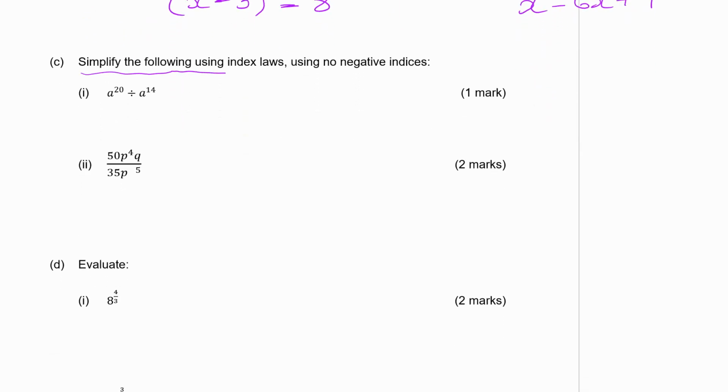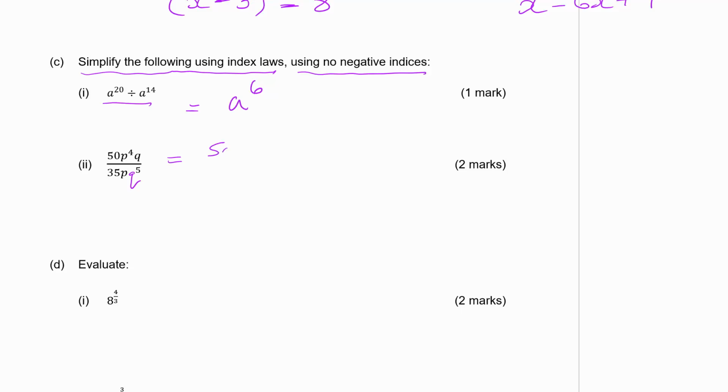Simplify the following using index laws, using no negative indices. So I've got a to the 20 divided by a to the 14, and in this situation we subtract indices. So that gives me a to the power 6. Now for the next one, for some reason the q has not printed on this page, but there is a q just there. And there's various ways of doing this.